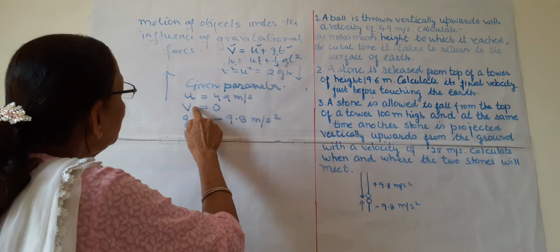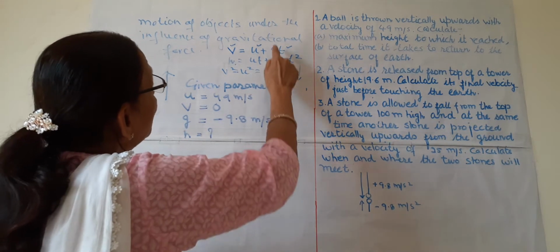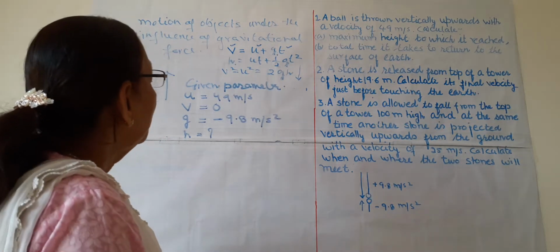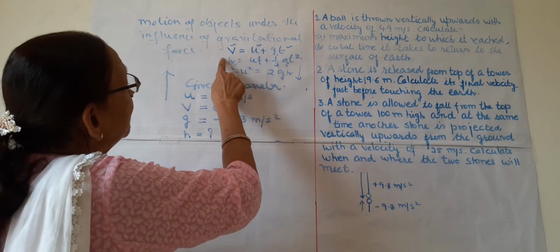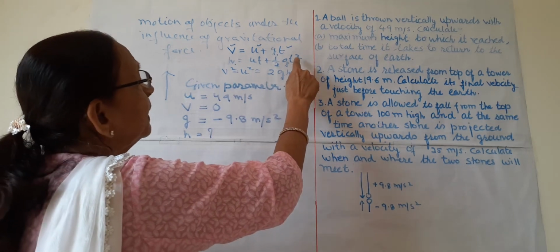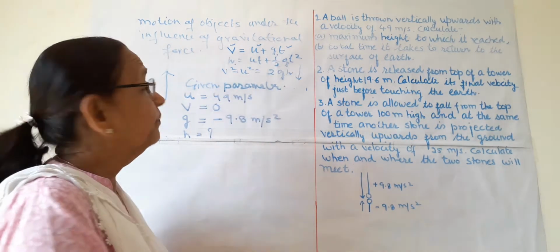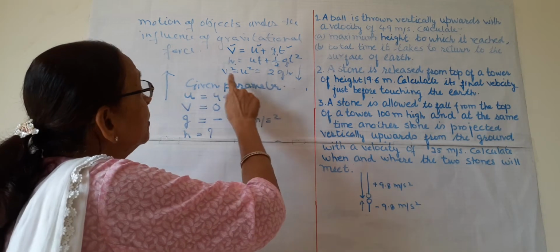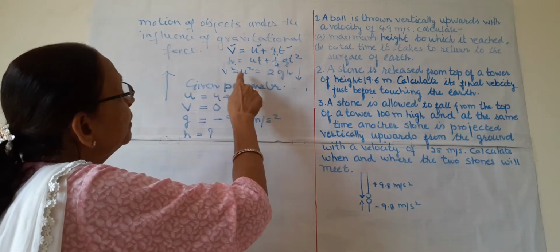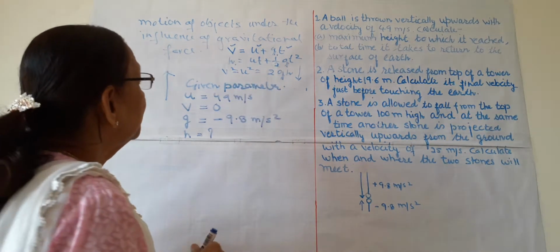Now we know v, u, g, and h we have to calculate. So first of all we will see which equation is to be used to calculate h. So h is there in these two equations. Here we do not know the time. Time is not given, so we cannot take this equation. So h is also here, so we can take this equation to solve, because we know v, we know u, and we know g. So h can be calculated very simply.